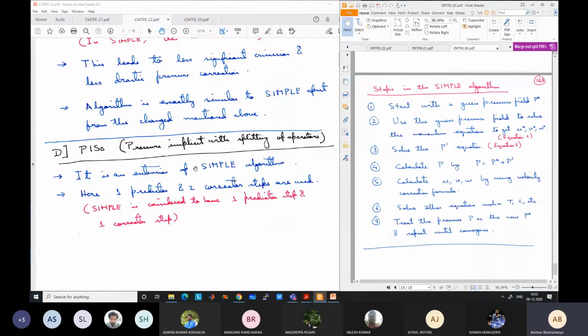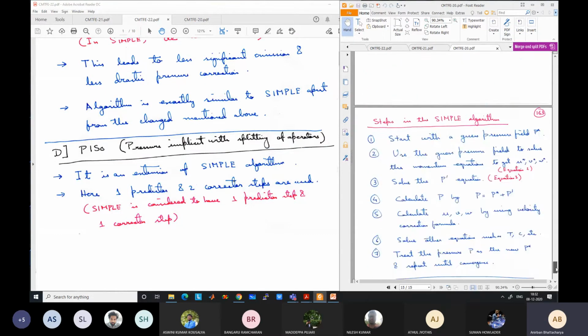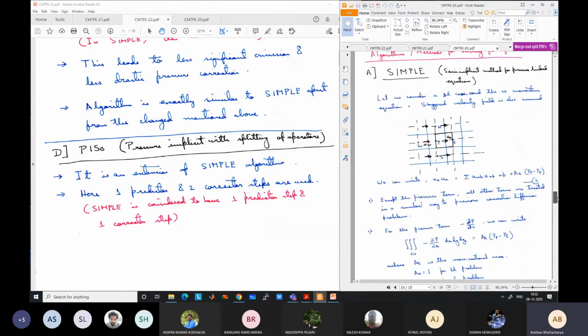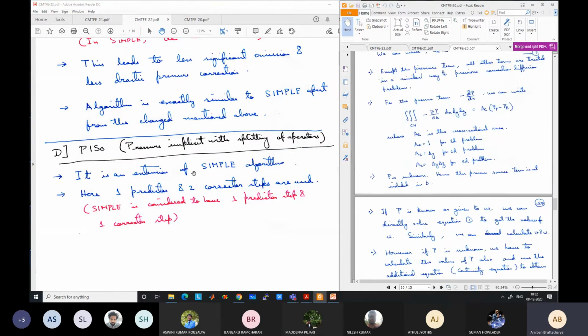Okay, I will show that. I will actually show the details, but in principle they will be exactly the same. We will use different notations, but the algorithm is exactly the same for the first predictor and first corrector step. However, we add another correction, meaning another update to the velocity.